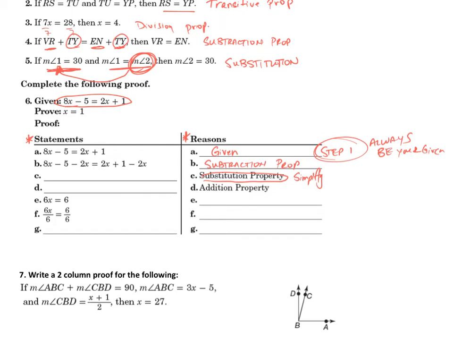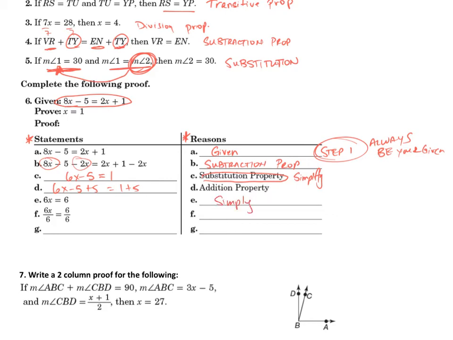And what do I do here? Well, I'm going to combine these, right? Combine like terms means to simplify. So this will be 6x minus 5 equals 1. Now, I'm going to say 6x minus 5 plus 5 equals 1 plus 5, and this is the addition property. Again, in my classes, I will let you combine two steps into one so you don't have to write another simplification step right here.